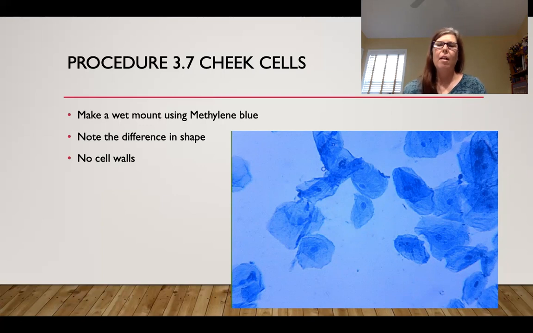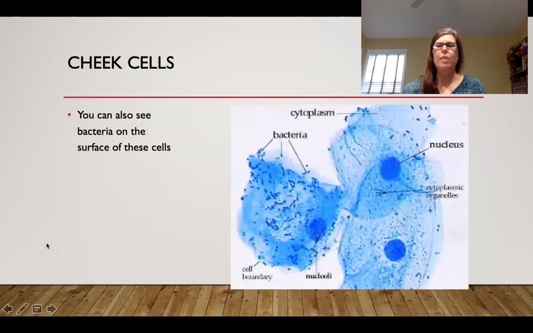And then if we look even closer, and I have another picture here, and this one's nice and labeled for you, you can also see on the surface of your cheek cells, there are bacterial cells. And so we can see that. A lot of times it shows you the cytoplasmic organelles. So a lot of times what we're seeing is the mitochondria, and those kind of look like they've been peppered in there.